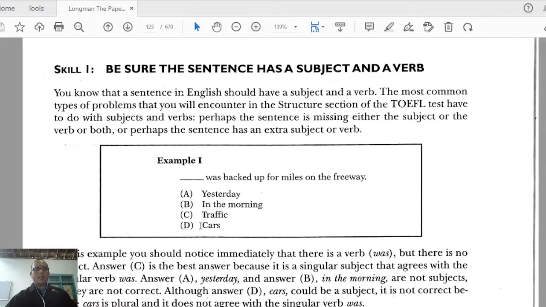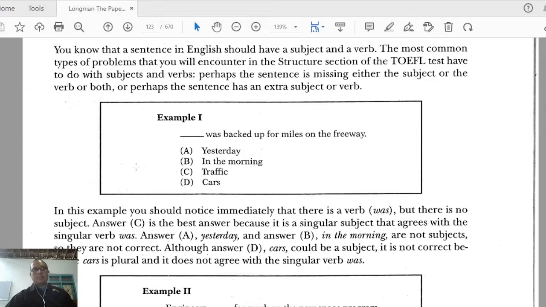Okay, here we have skill number 1. Be sure the sentence has a subject and a verb. You know that a sentence in English should have a subject and a verb. The most common type of problem that you will encounter in the structure section of the TOEFL test has to do with subjects and verbs. Perhaps the sentence is missing either the subject or the verb, or even both. Or perhaps the sentence has an extra subject or verb. Example 1.